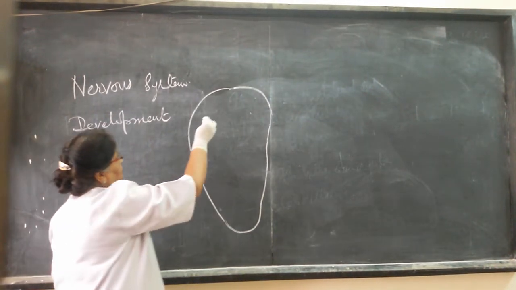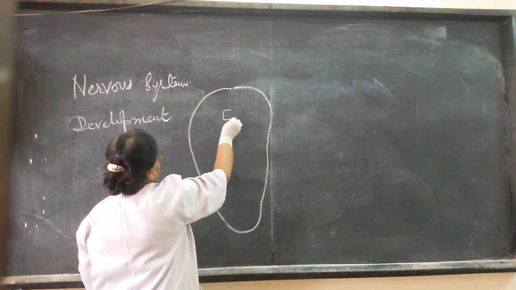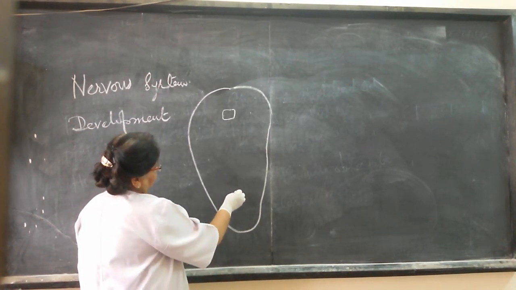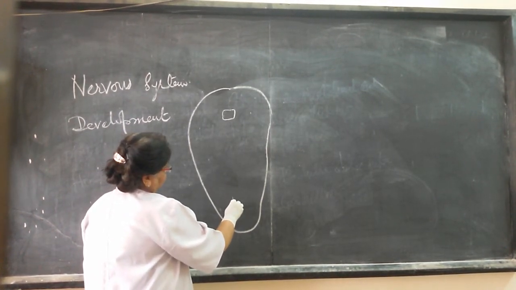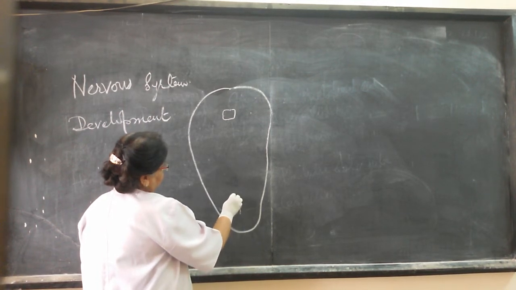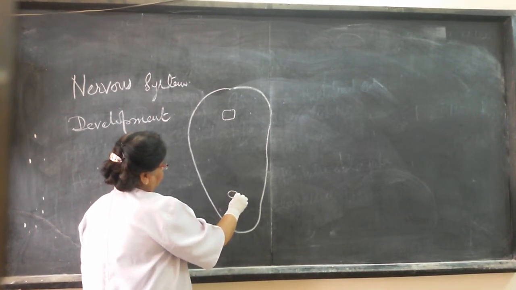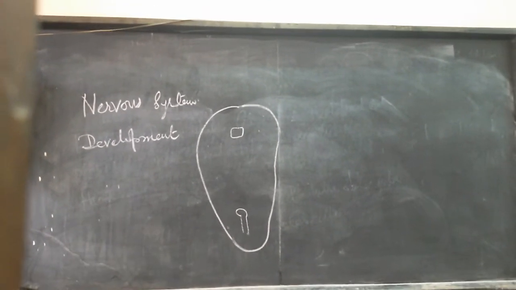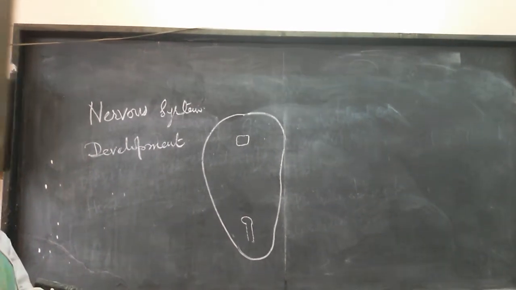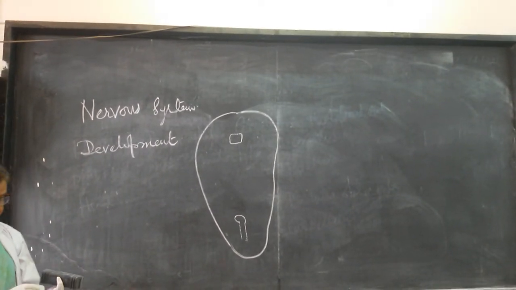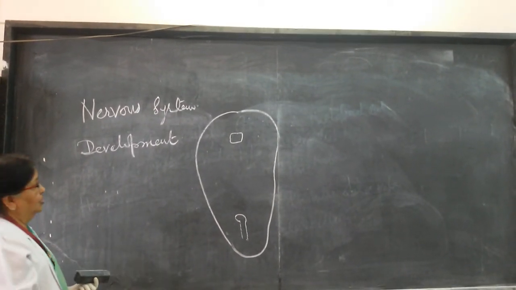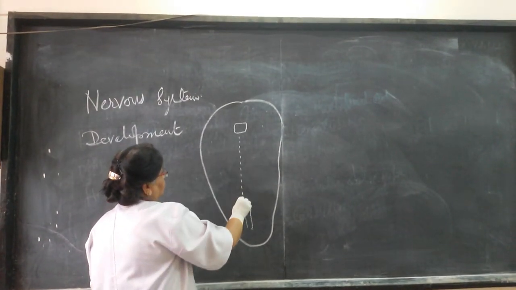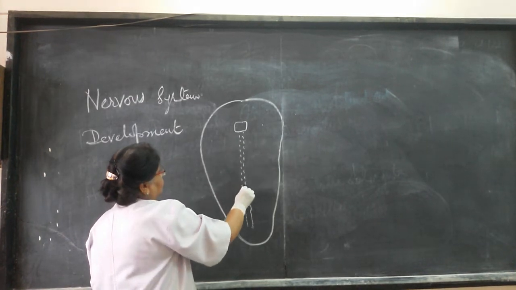Near the head end, there is the procordal plate, and towards the tail end, there is the primitive streak and primitive knot. Extending from the cranial end of the primitive knot to the caudal end of the procordal plate lies the notochord. This is the notochord.